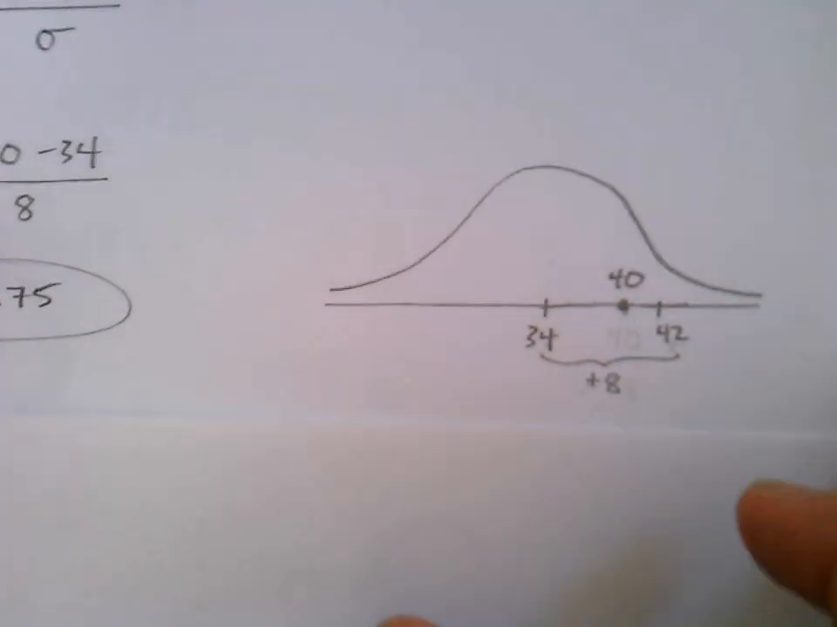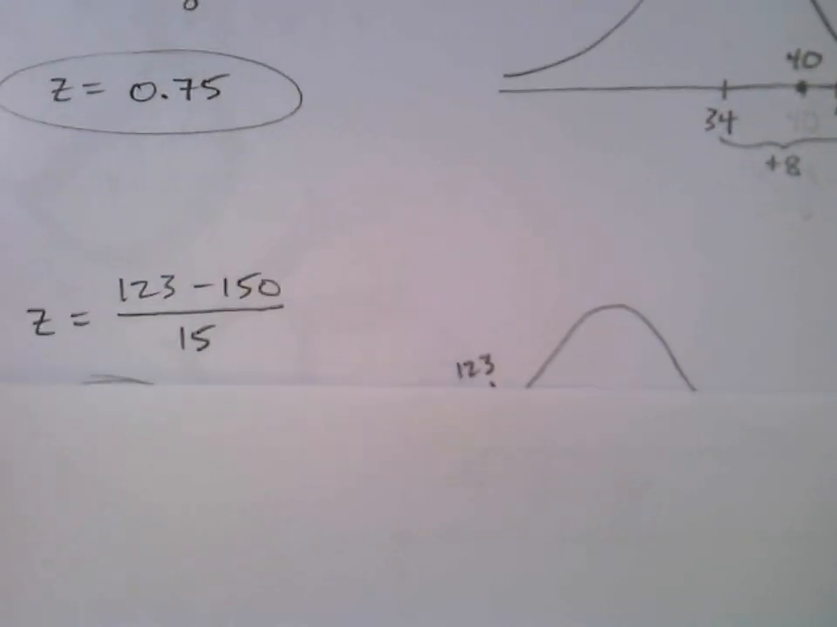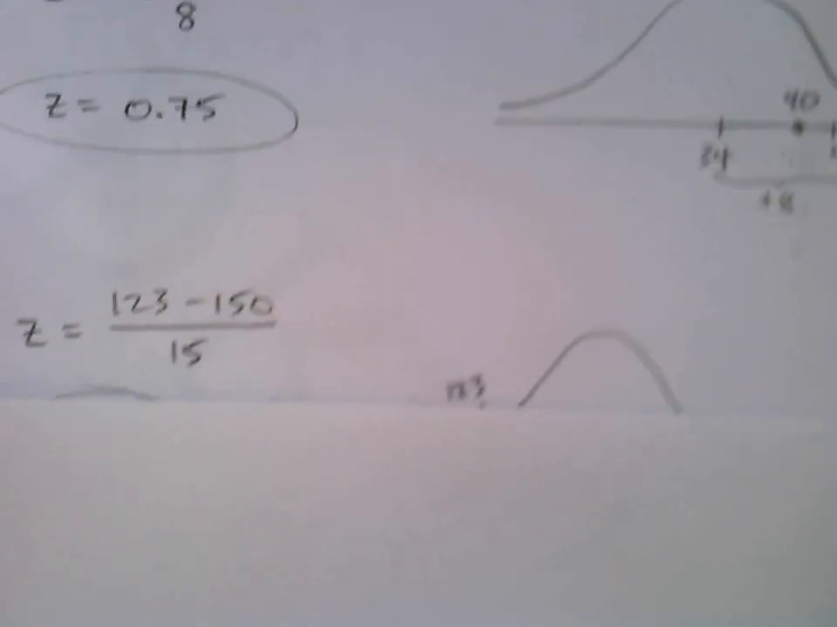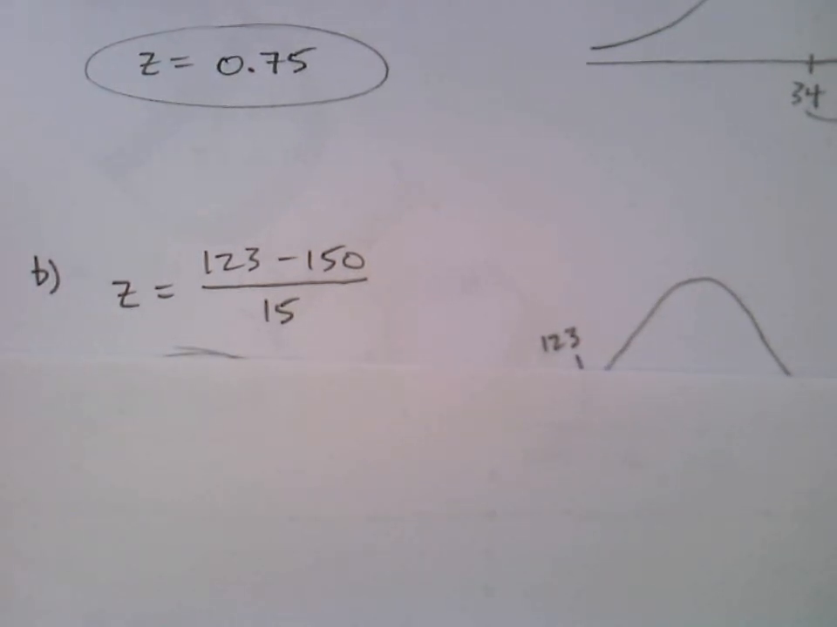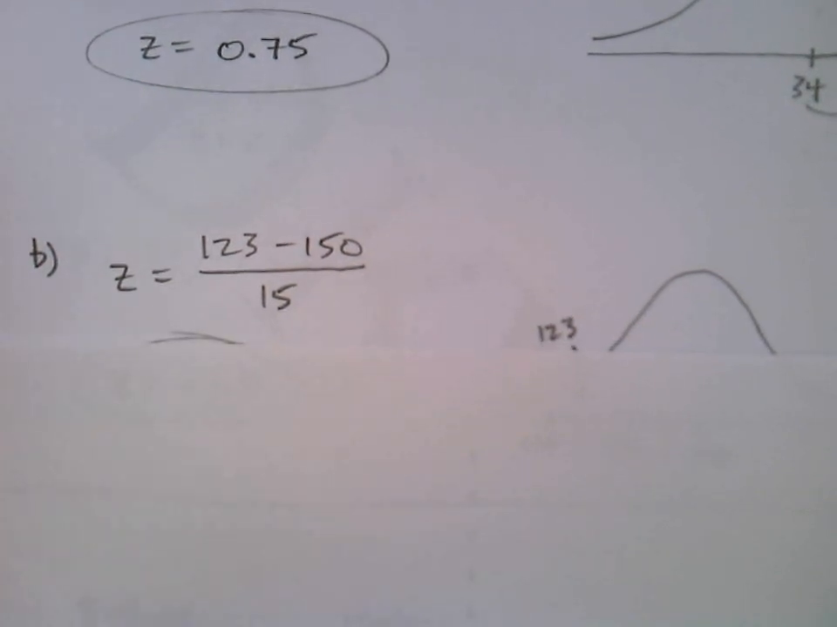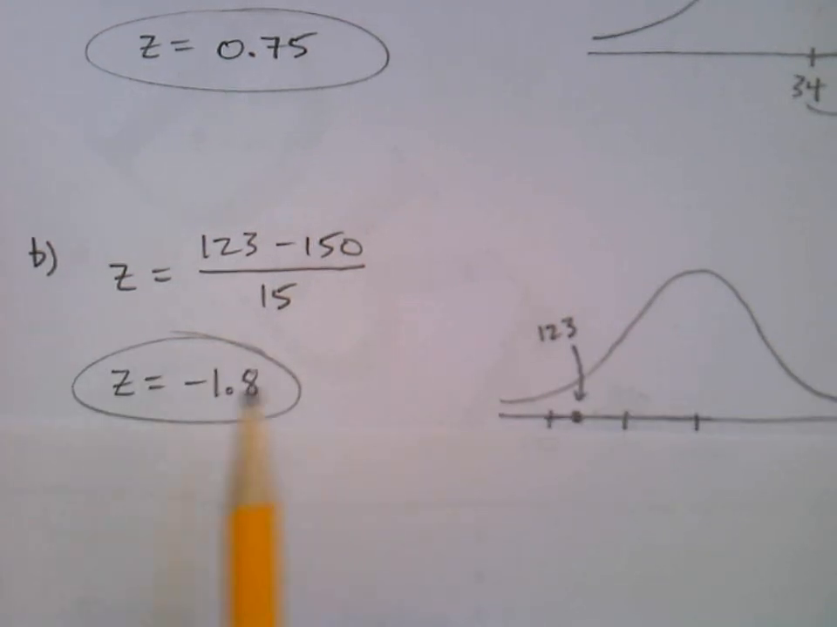Okay, let's go on to part B. I've kind of gotten it started for us already. It says x equals 123 with a mean of 150 and a standard deviation of 15. So I've plugged in my x, my mean, my standard deviation. You can kind of see my drawing there already. Plugging those in, this time I got a negative z-score, negative 1.8.